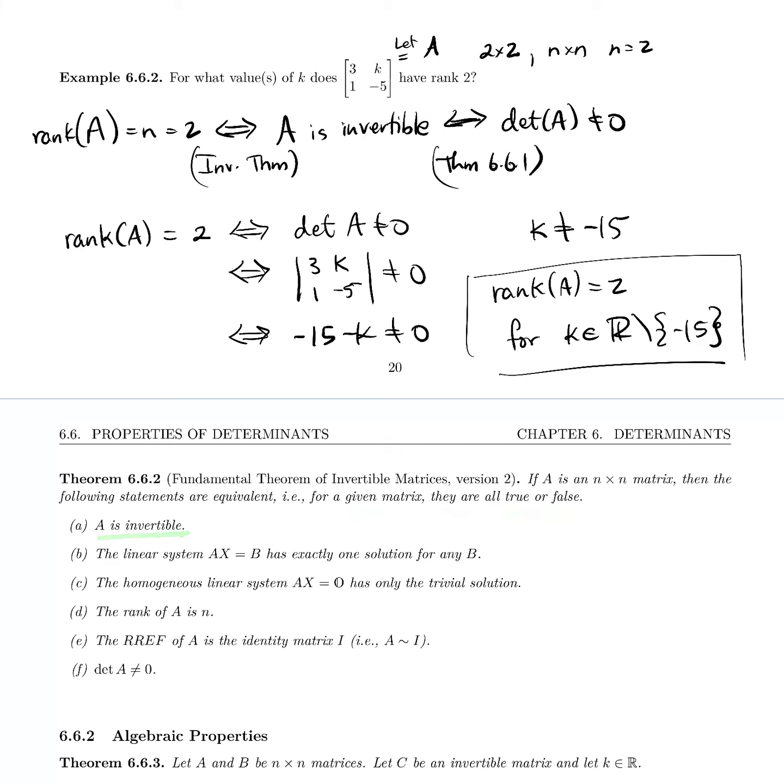A is invertible. The linear system AX equals B has exactly one solution for any B. The homogeneous linear system AX equals 0 has only the trivial solution. The rank of A is n. The RREF of A is the identity matrix. In other words, A is row equivalent to I. And here is our new statement: the determinant of A is not equal to 0. In the next video, we're going to see some algebraic properties of the determinant and work on problems using those properties.